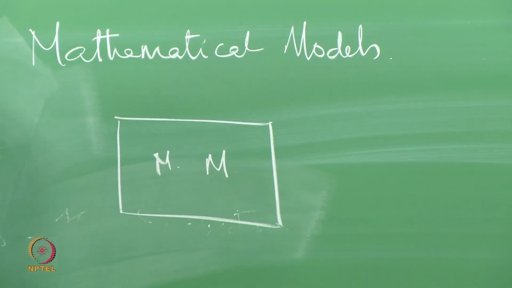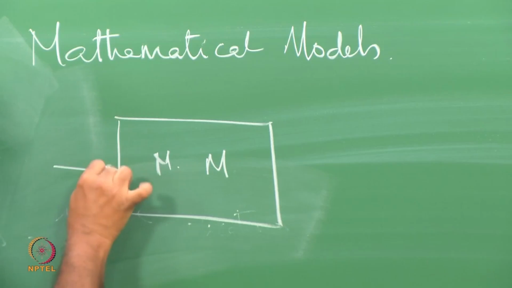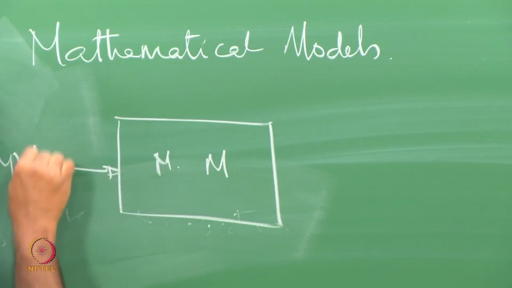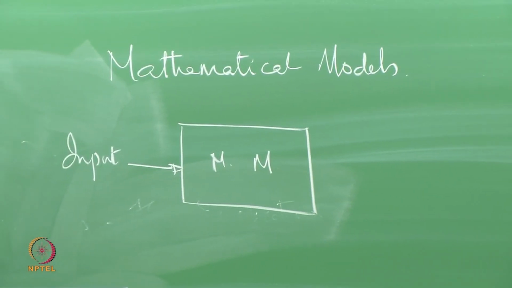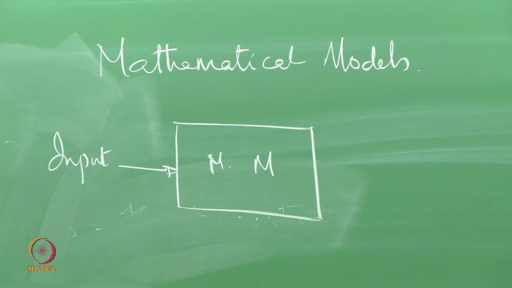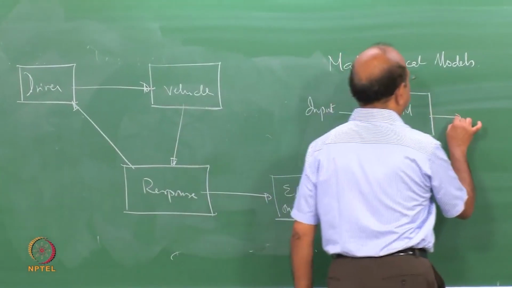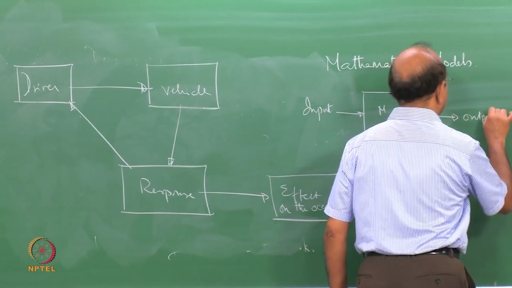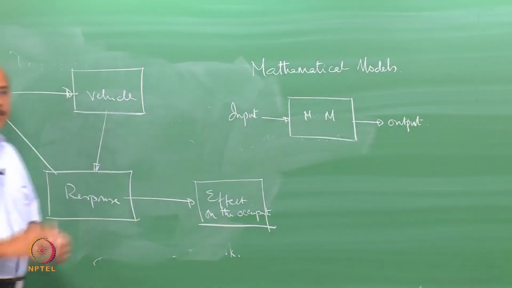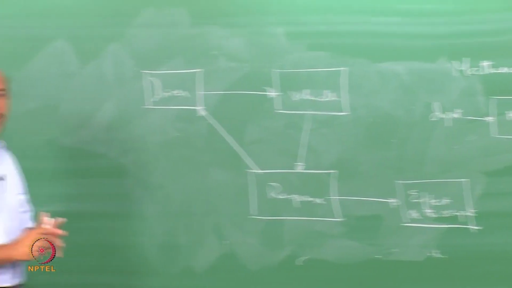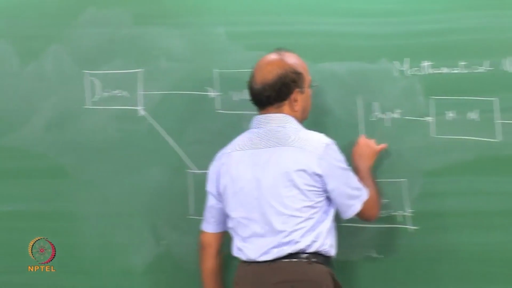So, what are the things that participate in this mathematical model? We will come to that in a minute. This mathematical model will have an input, which will be from the driver. We are going to deal with this input and you will get a set of outputs. So, in other words, the vehicle will be reduced to a system with an input and an output.